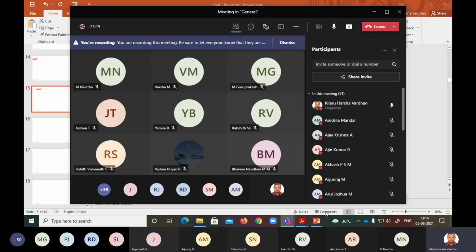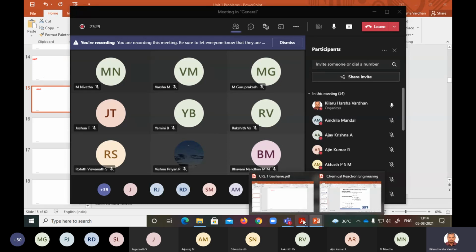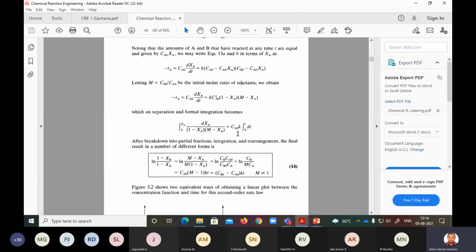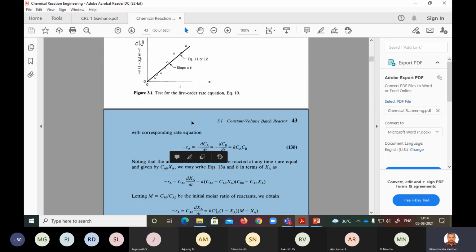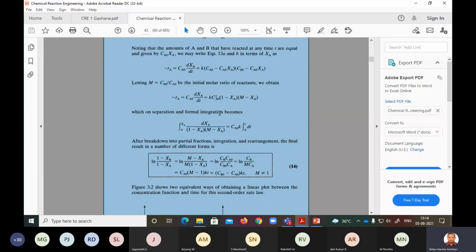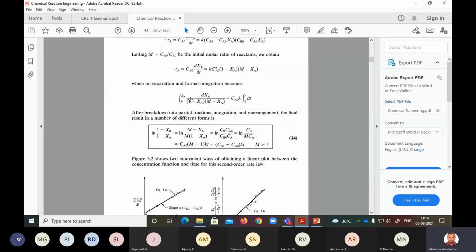Especially in the Levenspiel book, they won't give you any derivation. Just straight away they will give you, if this is A plus B gives a product, from this step you do a partial fraction and then do the integrals, and you get this. That's how they give it. From here to here, if you do it, it takes more than 1.5 pages. Any book won't give you the entire derivation; he will skip a lot of steps.